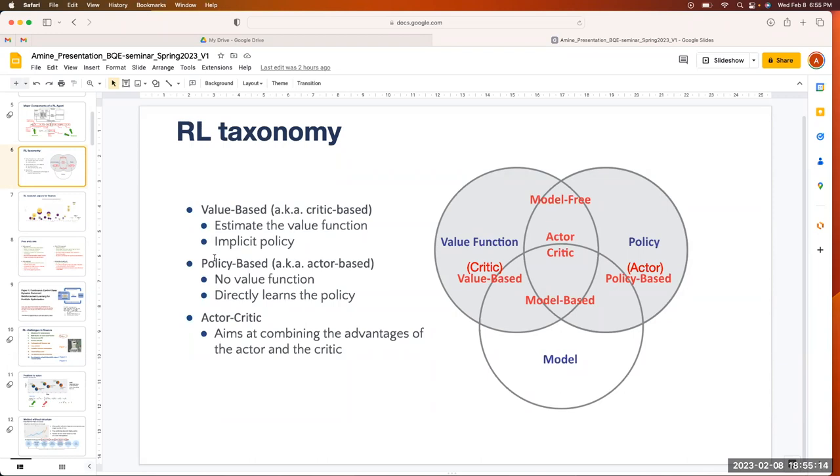But in the policy based or the actor based approach, there is no need for the value function concept. I just give a function that I want to maximize, the expected return. So what is the action or sequence of actions I have to take so I can maximize my reward or my return? That's a more direct mapping from the state to the policy for my actions. No value function. That's the main difference.